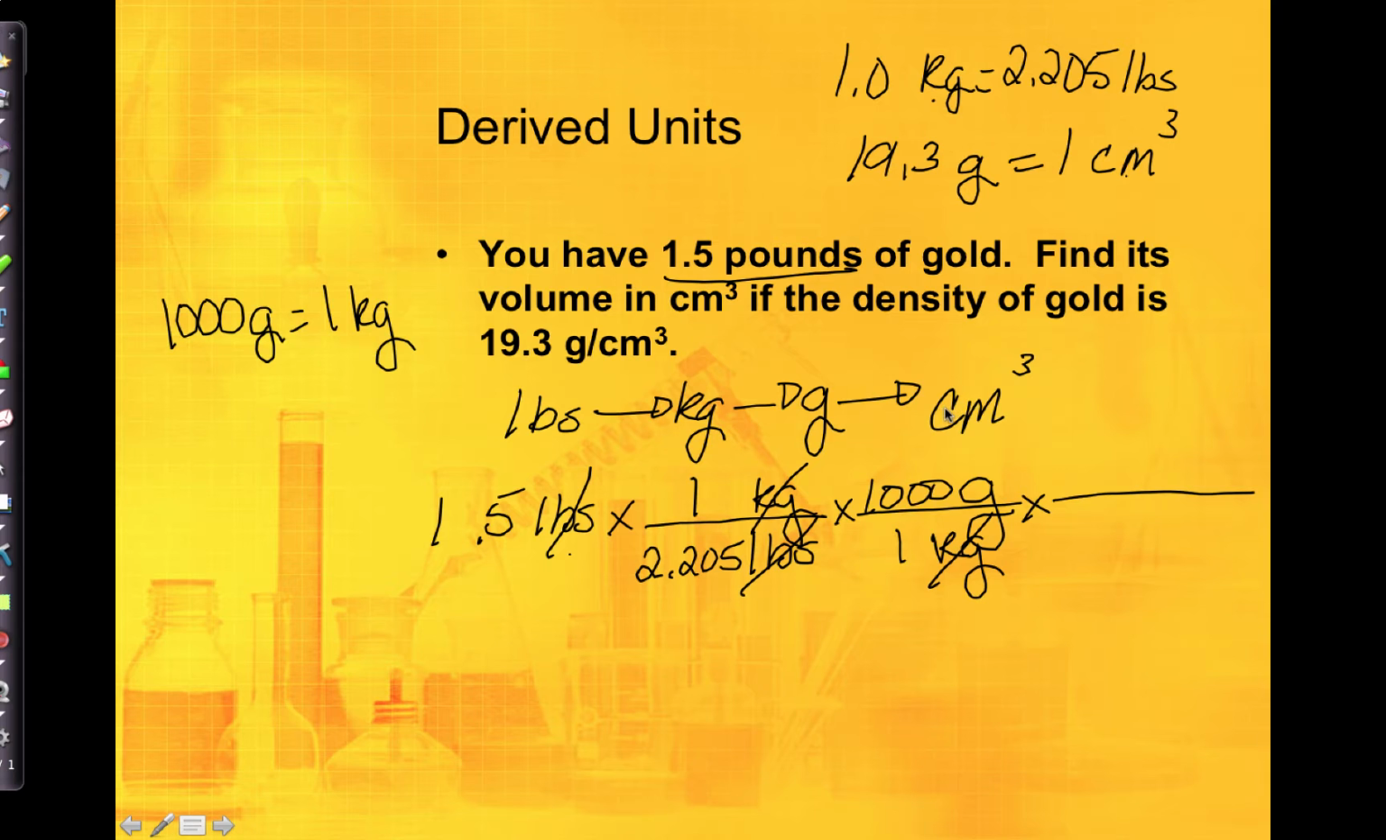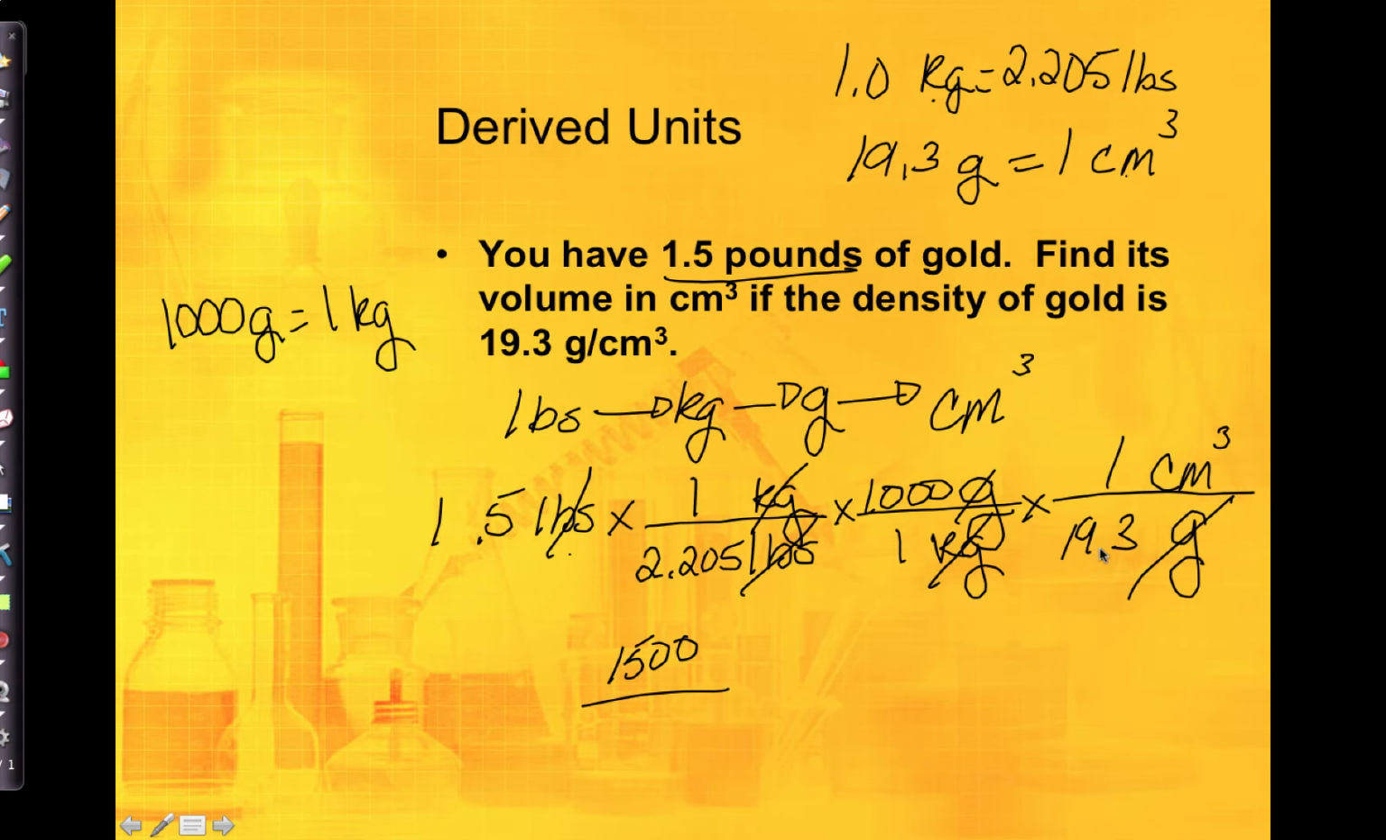All right, so now cubic centimeters would be on top now. Grams would be on the bottom. And then now 19.3 grams is equal to 1 cubic centimeter. All right, so you're going to multiply all the top numbers, multiply all the bottom numbers. So 1.5 times 1 times 1,000 times 1 would be 1,500.